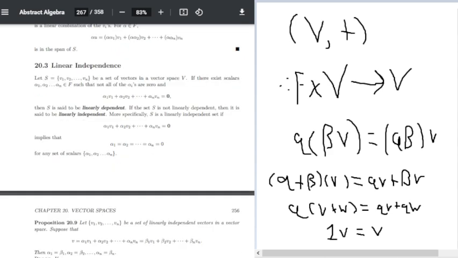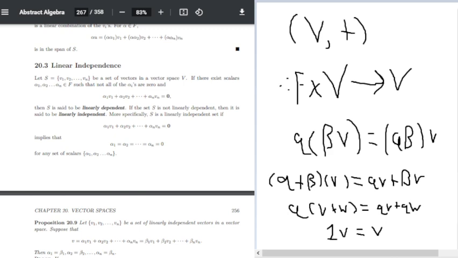20.3. Linear independence. Let S equal v1, v2, all the way to vn be a set of vectors in a vector space V. If there exist scalars alpha 1, alpha 2, all the way to alpha n in F, such that not all the alpha i's are 0, and alpha 1 v1 plus alpha 2 v2 plus on and on plus alpha n vn is equal to the 0 vector, then S is said to be linearly dependent. If the set S is not linearly dependent, then it is said to be linearly independent.